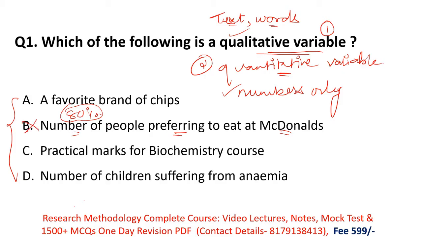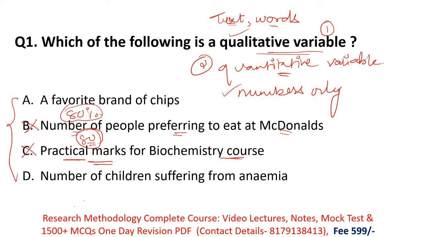Then option C, practical marks for biochemistry course. Marks always indicate numbers. Suppose my practical marks for the biochemistry course are 80 out of 100. Again I am getting my result or data in the form of numbers. So option C is also indicating a quantitative variable, not a qualitative variable. So option C is also incorrect.